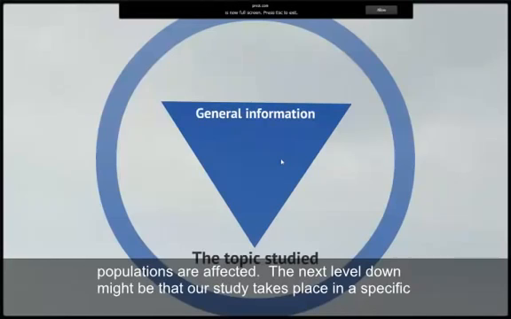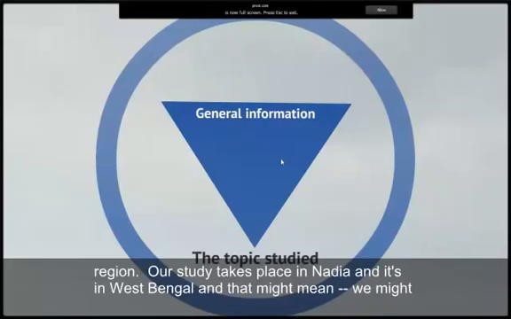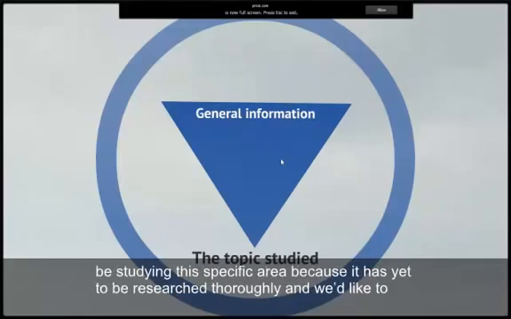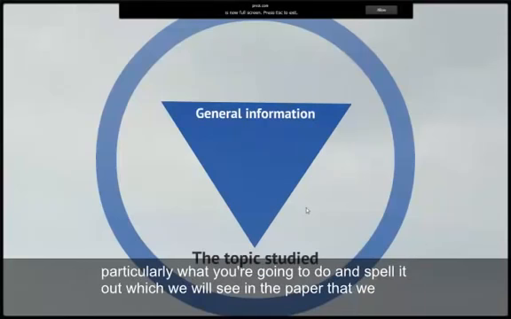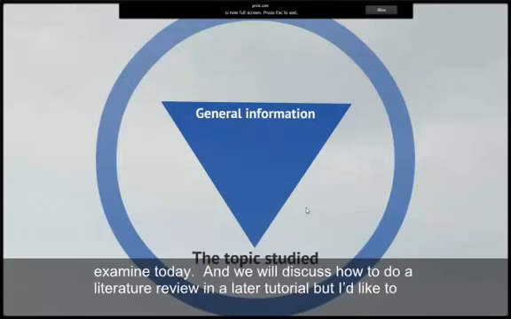The next level down might be that our study takes place in a certain region. Our study will take place in a region called Nadia, and it's in West Bengal. And that might mean we are studying this specific area because it has yet to be researched thoroughly, and we'd like to know what's happening in that area. Then, at the very end of the introduction, you set up very particularly what you're going to do and spell it out, which we will see in the paper that we examine today.